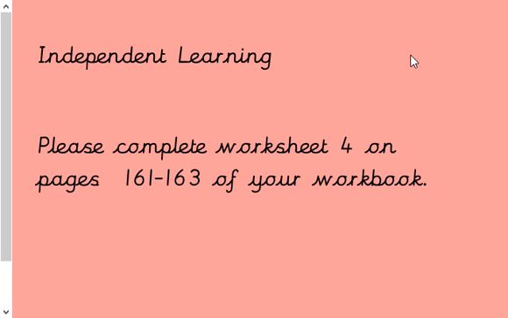Okay, it's now time for your independent learning. I'd like you to complete worksheet 4 on pages 161 to 163 of your workbook. That'll give you more practice on translation, on moving shapes. And just remember, when you're doing it, take the point of reference. Decide which point you're going to move on the shape, and then move it into the same place on the other shape. Make sure that you are moving the same point each time. You're not changing the point halfway through. Okay, have a good go at this, and I'll speak to you tomorrow.